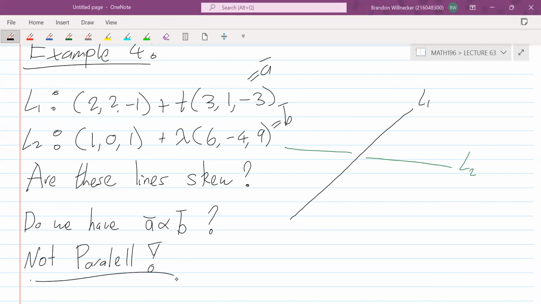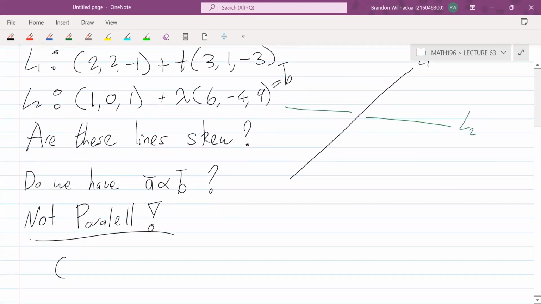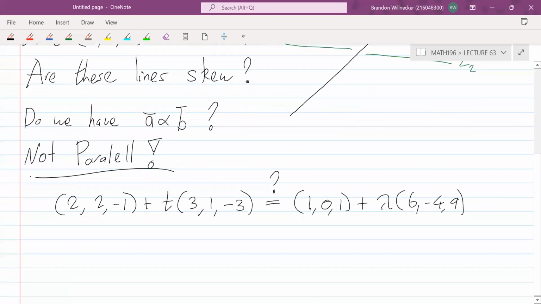What about an intersection point? Is there some point where these two are equal or not? Let's say L1 is equal to L2. So (2, 2, -1) plus t times (3, 1, -3) should be equal to, if they intersect, (1, 0, 1) plus lambda times (6, -4, 9). We need to check that.